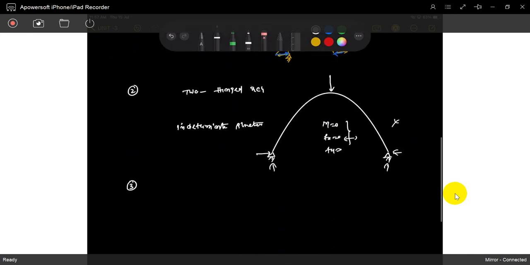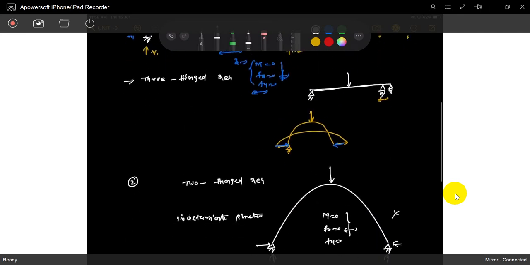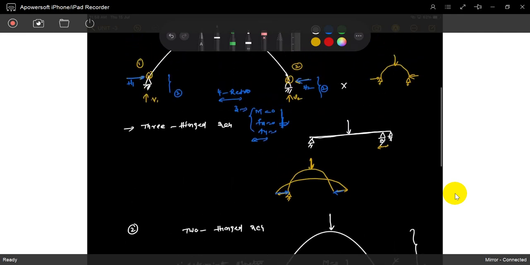The third type is the fixed arch. If you provide a fixed support here, another moment also comes. So 3 plus 3 is 6, and 6 minus 3 is 3. So 3 is the indeterminacy, and we can't solve it. Most probably no one uses it. Leave it. These are the three different types. In the syllabus, we have the three hinged arch and the two hinged arch.